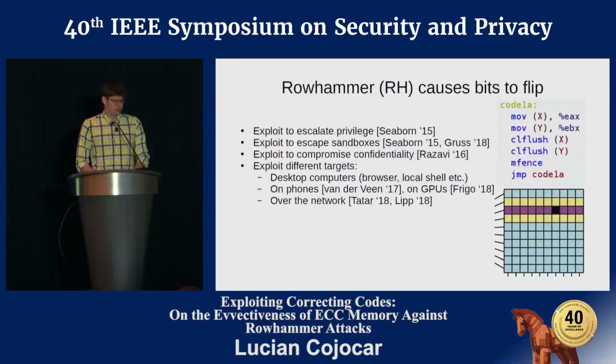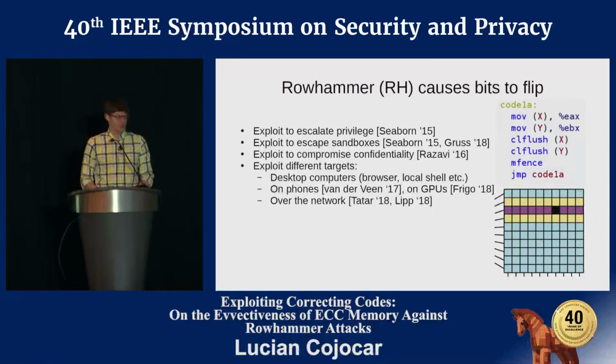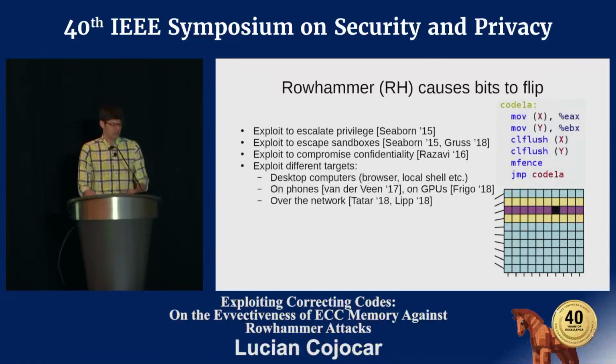So Rowhammer, we all know that Rowhammer causes bits to flip. That's like the canonical example that we can use to trigger these bit flips. We also know that there are lots of exploits already written, and people show how we can escalate privileges or how we can escape sandboxes. Again, we can also compromise confidentiality.